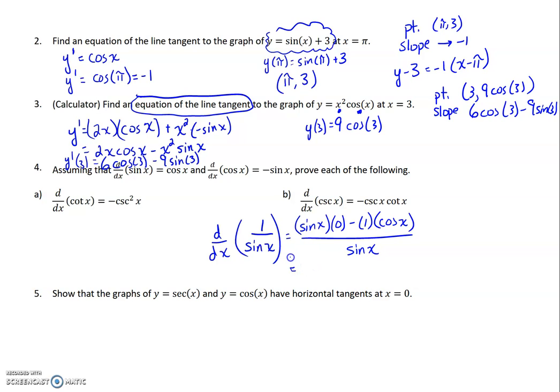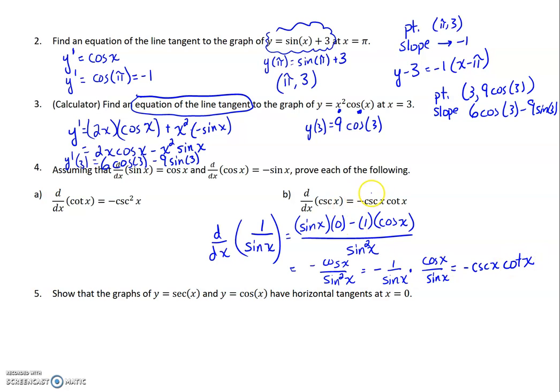Now, we just found an expression that represents the derivative, but we don't like to memorize it in that form. As math people, we like to deal with this in a different form. This is the same as -1 over the sine of x times the cosine of x over the sine of x. -1 over the sine of x is the same as negative cosecant of x. Cosine of x over sine of x is cotangent of x.